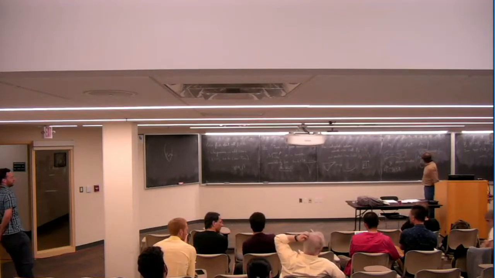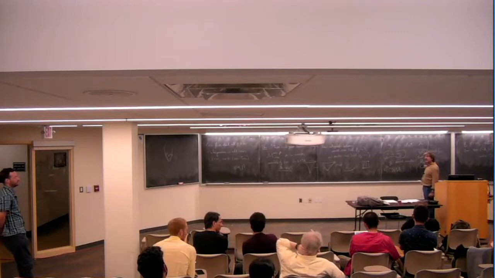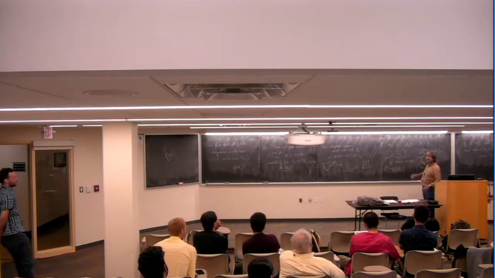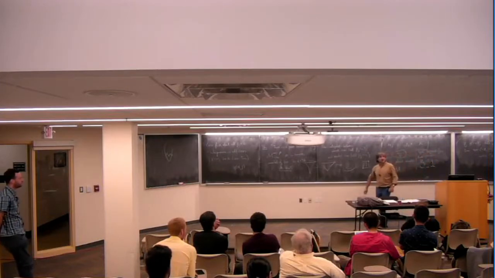Okay, so that's what's behind this deformation theorem. It's exactly this eigenvalue estimate, and this is the thing that you need to make the implicit function theorem work. Okay, good. Any other questions?